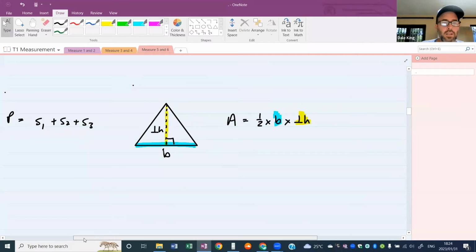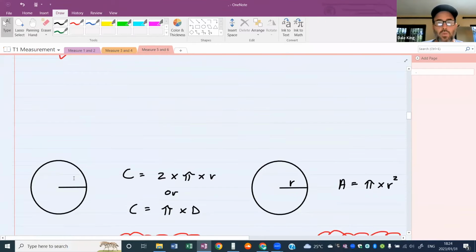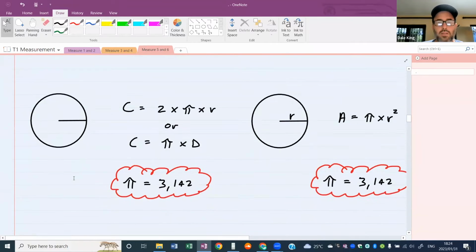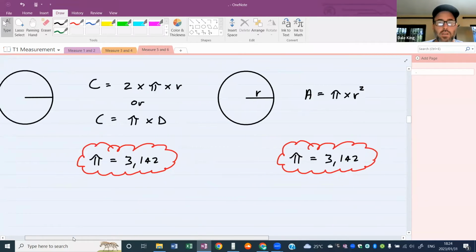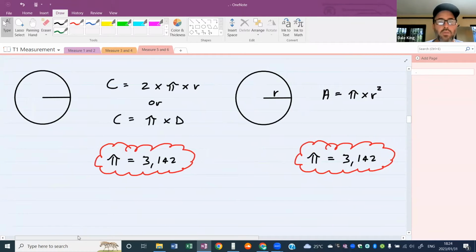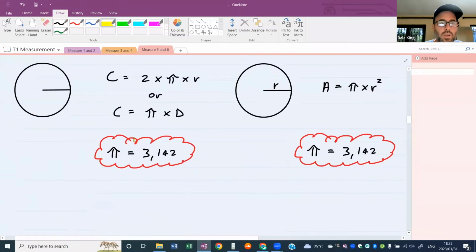All right, let's move on. We've got one more shape that we need to have a look at. All right, there's that funny symbol. We've got circles, which means we've got this funny circle. Can someone please put in chat, what is the symbol over here? What is this symbol here? What is that? It's pi.